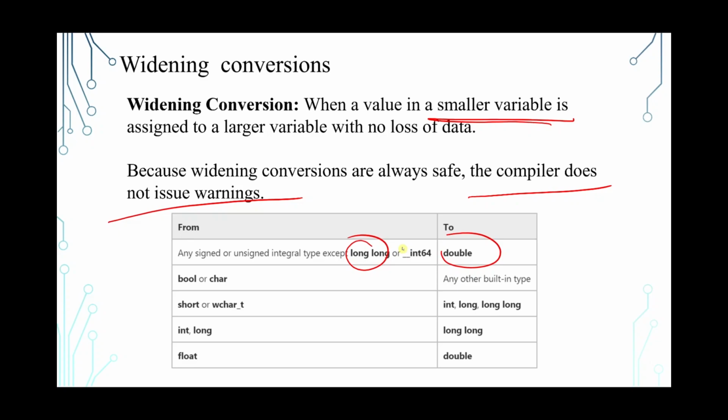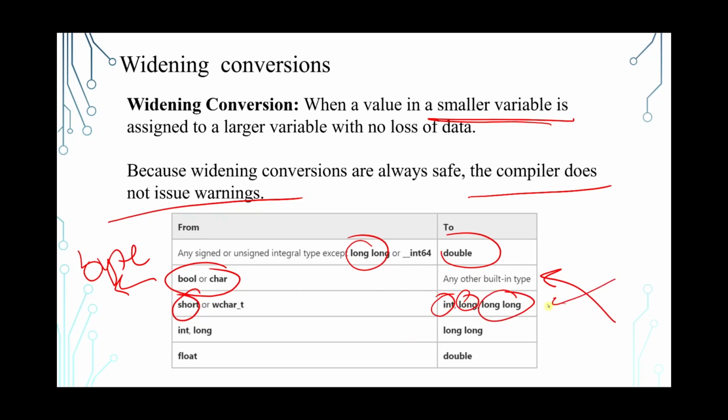Boolean or character to any other, because this is basically the smallest, 1 byte. Going to any other type is going to be widening, because any other type is going to be bigger in size. Short to int, long, or long.